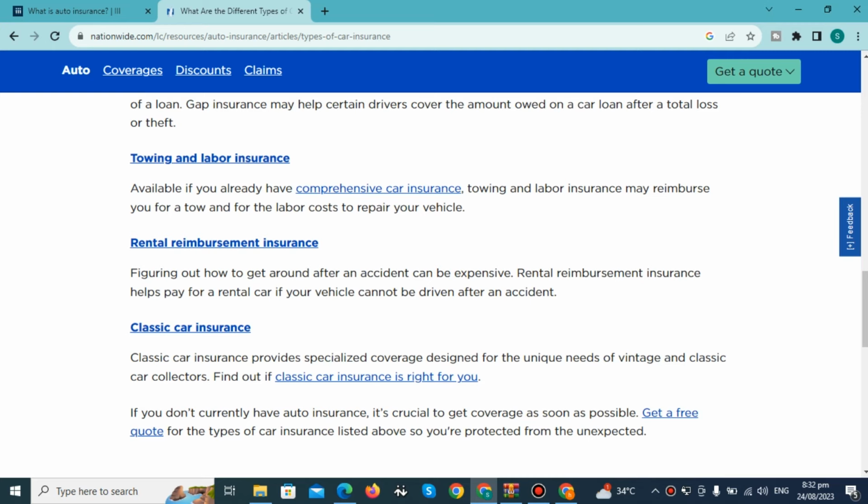Rental reimbursement insurance. Figuring out how to get around after an accident can be expensive. Rental reimbursement insurance helps pay for a rental car if your vehicle cannot be driven after an accident.